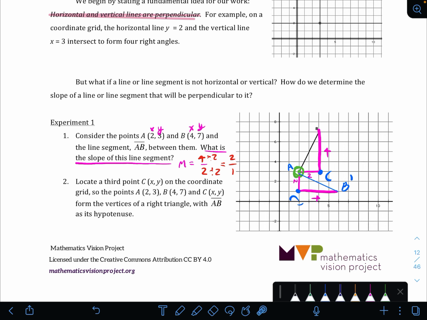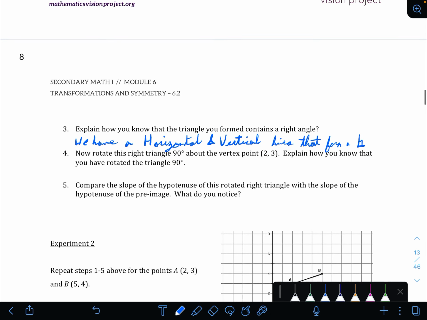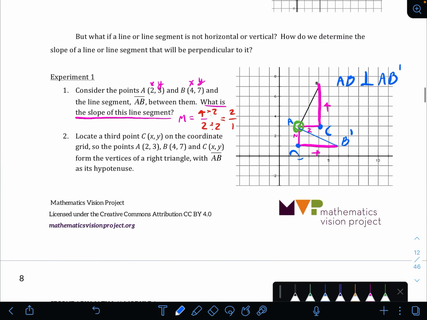This is our rotation, and this blue line is perpendicular to our black line. AB is perpendicular, that upside down T is a perpendicular symbol, to AB prime. Okay? So those two lines are perpendicular. That's what we wanted to do. We wanted to make perpendicular lines. Now let's take a look at this triangle.